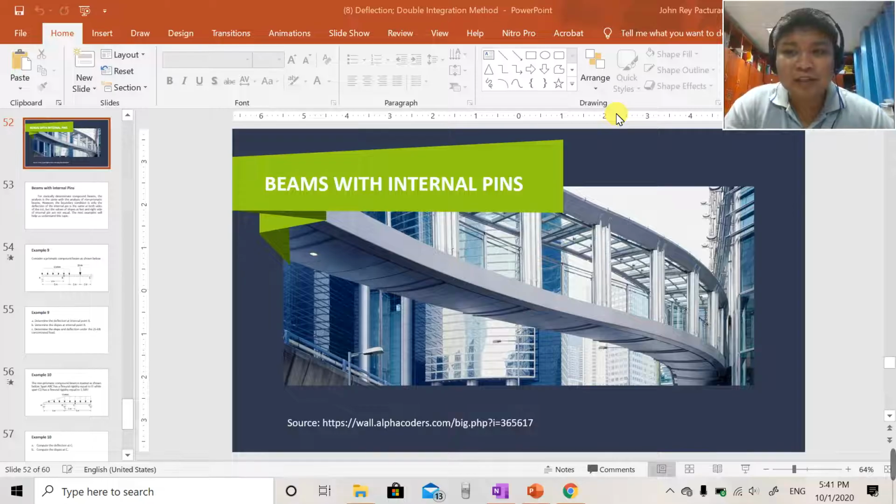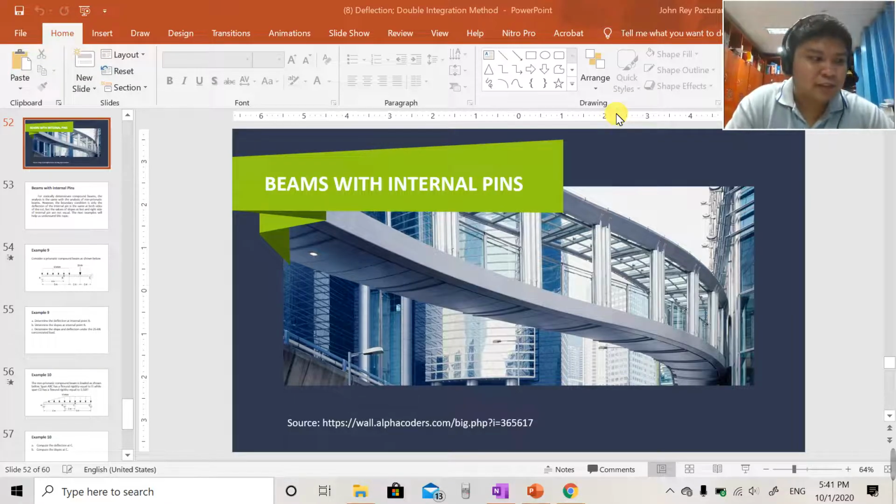So this time, ang pag-uusapan natin dito sa lecture video ito is the last part of our topic for deflection, which is the beams with internal pins. So recall lang natin last time, ang napag-usapan na natin ay yung mga non-prismatic beams and kung paano nga natin yon ginawa ng analysis for slope and deflection.